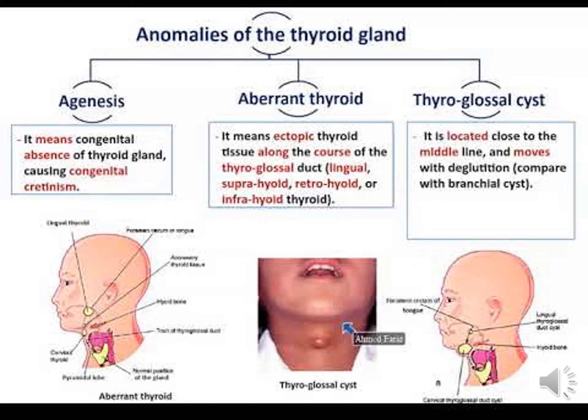Normally the thyroid is situated in the neck over the thyroid cartilage, but sometimes the thyroid may be situated ectopically along the course of the thyroglossal duct. That is, sometimes it is situated lingual, near the base of the tongue, or sometimes suprahyoid, sometimes infrahyoid, or sometimes retrohyoid.